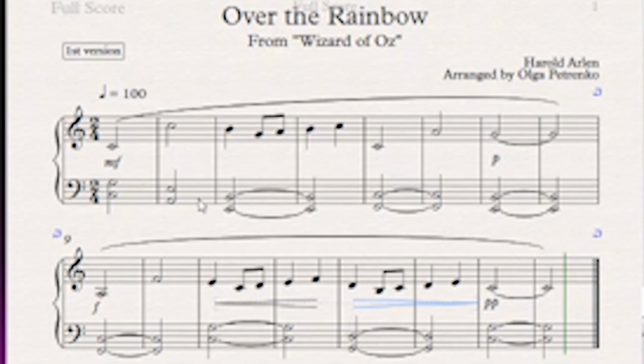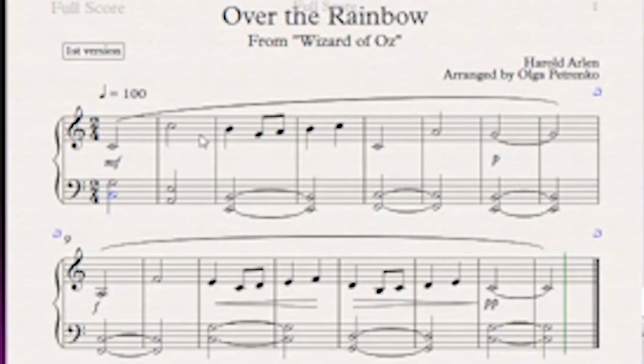The left hand here is just helping out, supporting the main melody, which is in the right hand. A half note will be counted 1 and 2 and. A quarter will be counted 1 and. If there are 2 quarter notes in a measure, they are counted and clapped like this: 1 and 2 and.